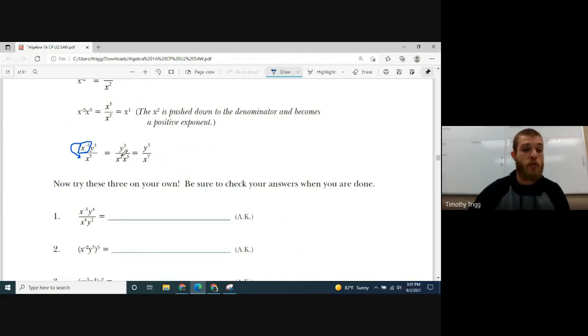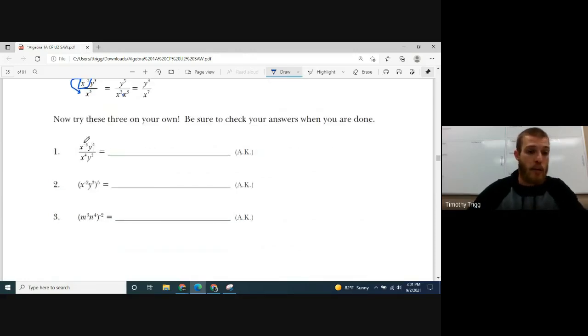X to the power of 2 and x to the power of 5, you add those powers to get x to the 7th. Remember, if they have the same base and you're multiplying, you add those powers. So for example, this one can be rewritten as y to the power of 4. And we're going to put this x to the power of 3 on the bottom, right? But once it moves, that negative power becomes a positive power. So we have an x to the power of 3, an x to the power of 4, and a y squared on the denominator.